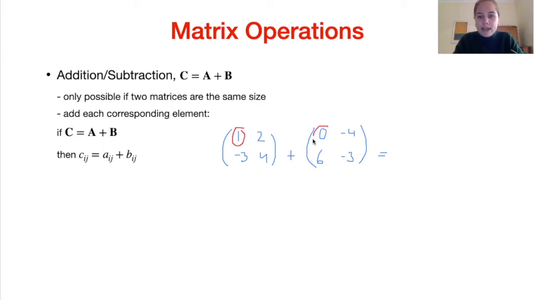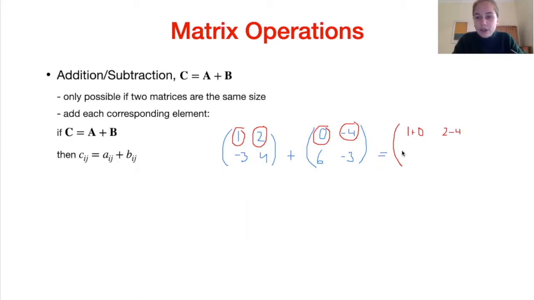We have to add it to the first row, first column of our second matrix. So that entry of C, first row, first column, is going to be 1 plus 0. Now, first row, second column entry of matrix C is going to be first row, second column of A plus first row, second column of B. So that is 2 plus minus 4.